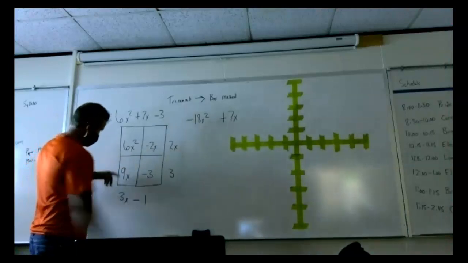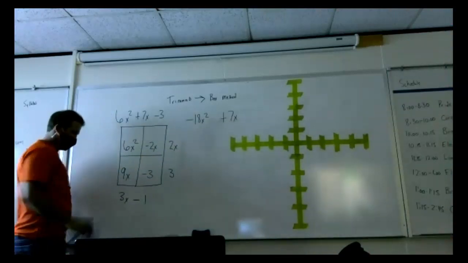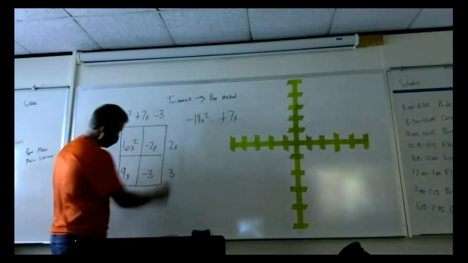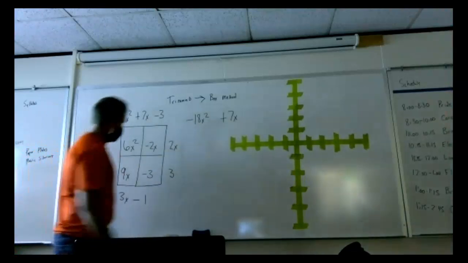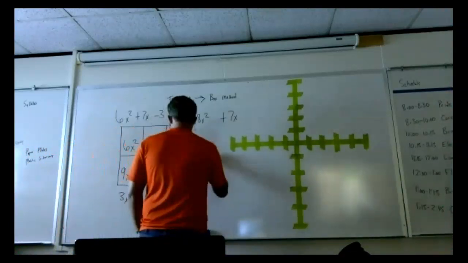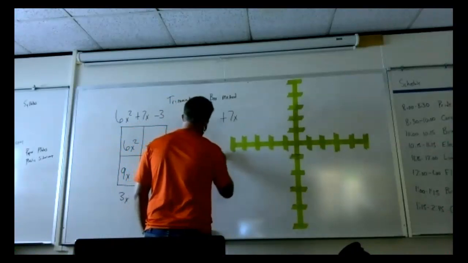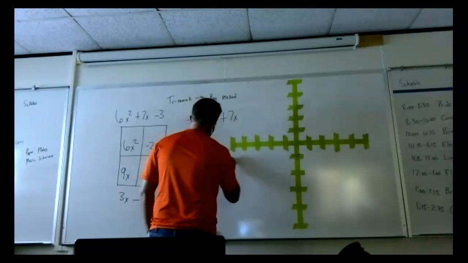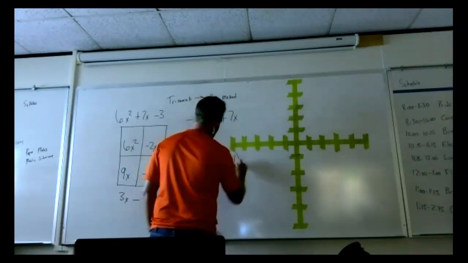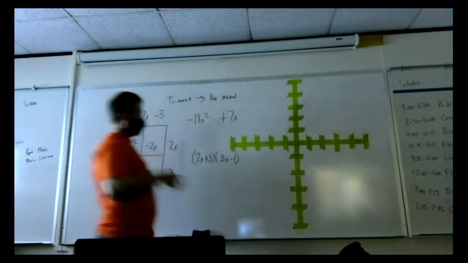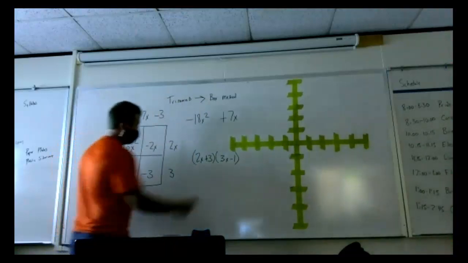3x times 3 is 9x, and then negative 1 times 3 is negative 3. So these fit. They are 2x plus 3 and 3x minus 1. Once again, I'm not 100% sure, so I'm going to check them using FOIL.